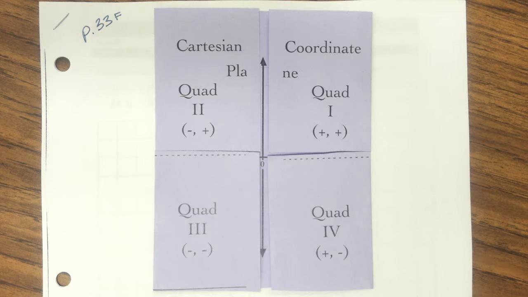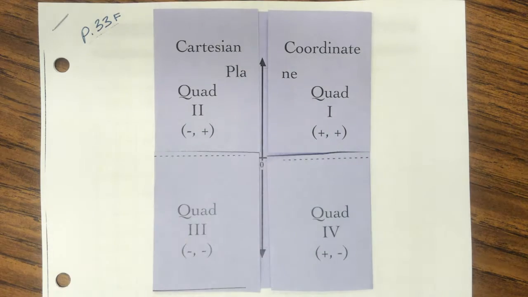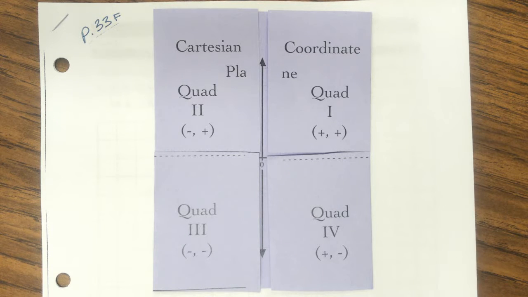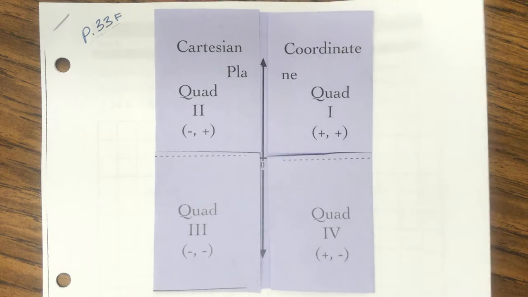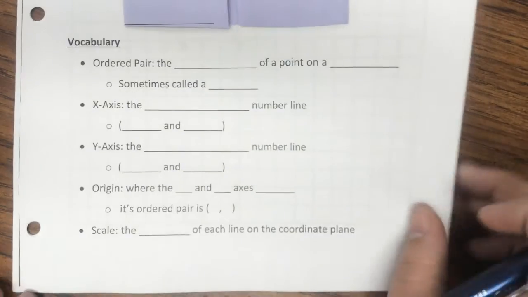Today we're going to review the coordinate plane. So we've glued in our foldable, just as a friendly reminder. This is page 33 on the front. And we're actually going to start with the vocabulary at the bottom of this page.